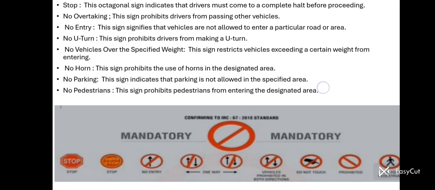Actually, this sign is not centered. Actually, after a one way, the vehicles prohibited in both directions, meaning that these vehicles are not allowed to go in both directions. And next one, do not touch, meaning you should not touch a random vehicle like that. And prohibited, meaning you are not allowed to go into this area like that. And this one, not for pedestrians, meaning this place doesn't allow pedestrians on this road like that.